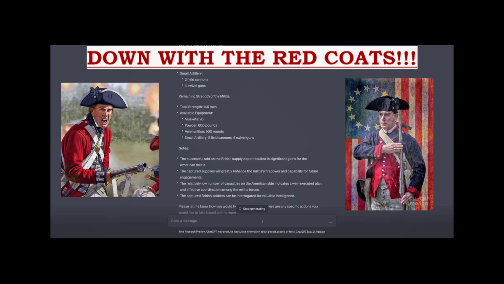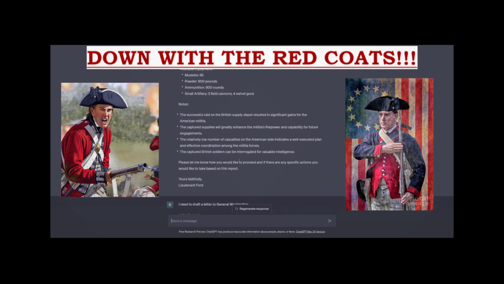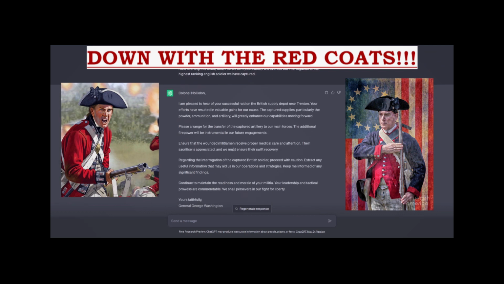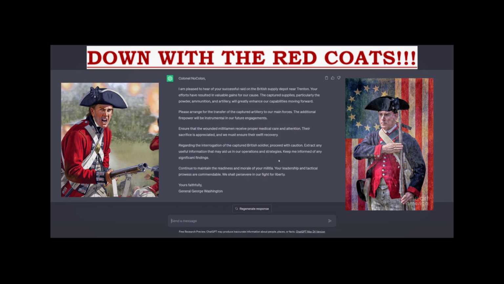I'm pleased to hear of your successful raid on the British supply depot near Trenton. Your efforts have resulted in valuable gains for our cause. The captured supplies, particularly the powder, ammunition, and artillery, will greatly enhance our capabilities moving forward. Please arrange for the transfer of captured artillery to our main force. The additional firepower will be instrumental in our future engagements. Ensure that the wounded militiamen receive proper medical care and attention. Their sacrifice is appreciated, and we must ensure their swift recovery. Regarding interrogation of the British soldier, proceed with caution. Extract any useful information that may aid us in our operations and strategies. Keep me informed of any significant findings. Continue to maintain the readiness and morale of your militia. Your leadership and tactical prowess are commendable. We shall persevere in our fight for liberty.